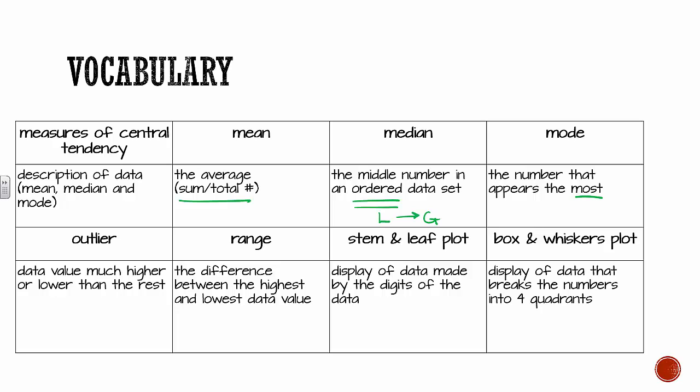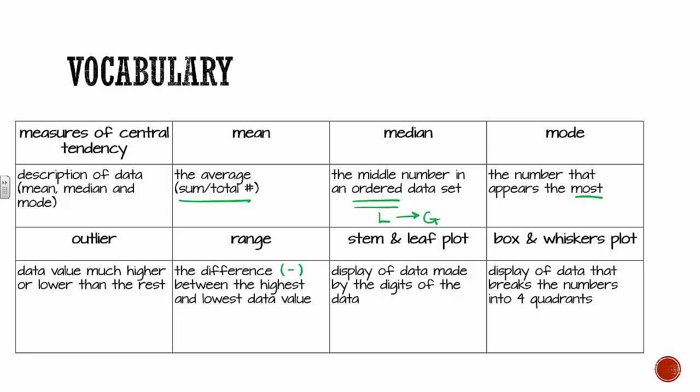An outlier is a data value much higher or much lower than the rest of them. One that just doesn't fit with everybody else. Your range is the difference, remember that means subtraction, between the highest and the lowest data value. The bigger the range, the more spread out the data is.